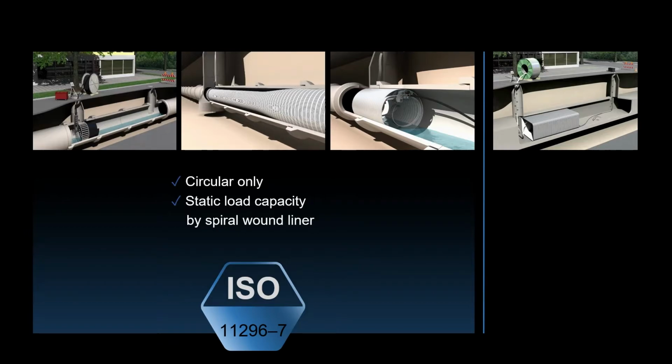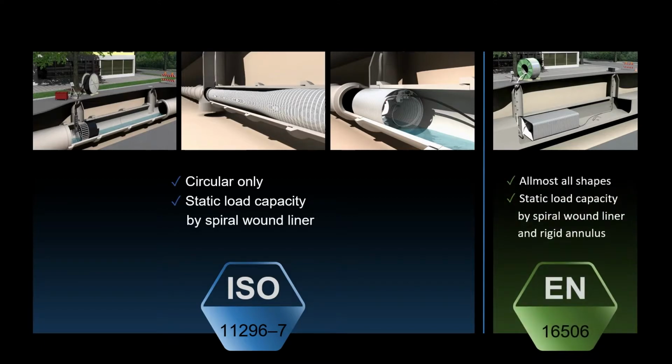And these 4 groups could be divided, as mentioned before, by the standards. The ISO 11296 Part 7 covers A1, A2, and B. And it is for circular shapes only, and as also mentioned before, the static load capacity is only given by the spiral wound liner.